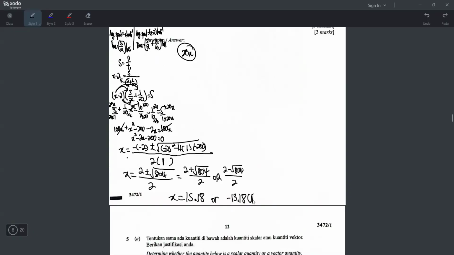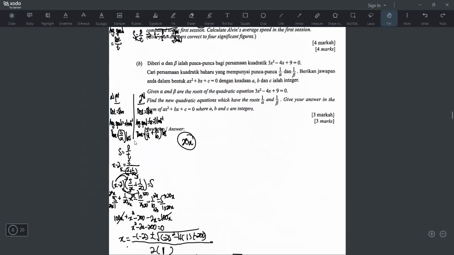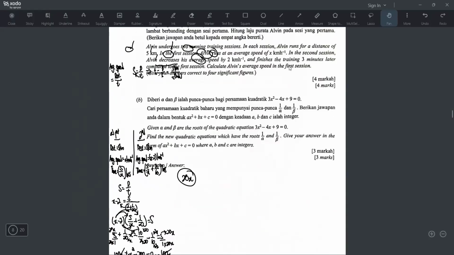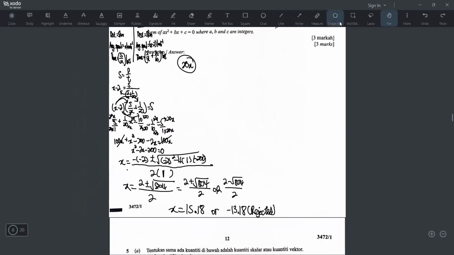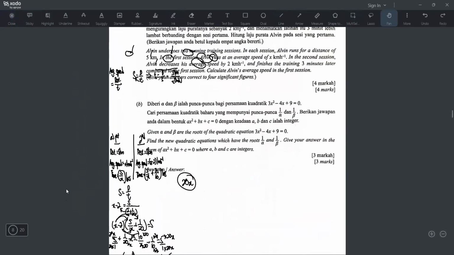But obviously we have to reject this answer. And why we rejected this answer? Because x represents average speed. Speed tak ada negative. But acceleration ada negative. Just, but speed tak ada. So they want to find x, right? Average speed in the first session. So the answer is 15.18, right? But let me make it smaller and write it here. So we can say the average speed is 15.18, and then the unit is kilometer per hour. Okay, all right. So hope you understand my explanation.